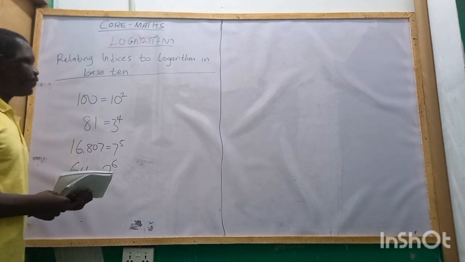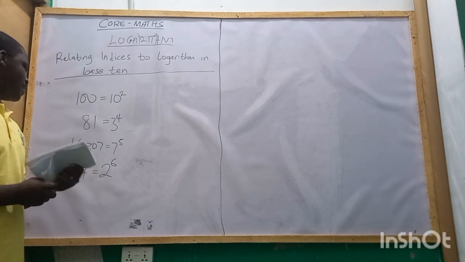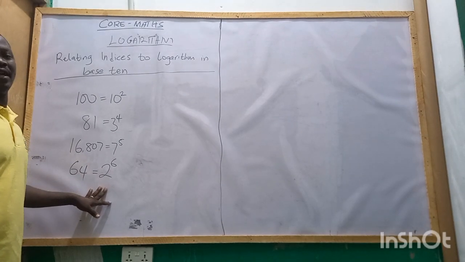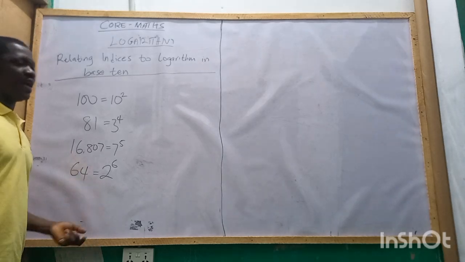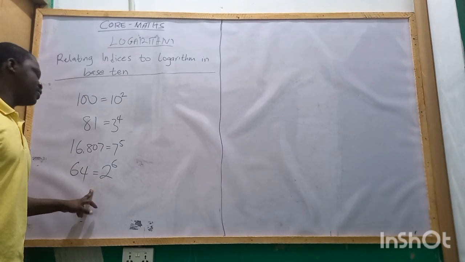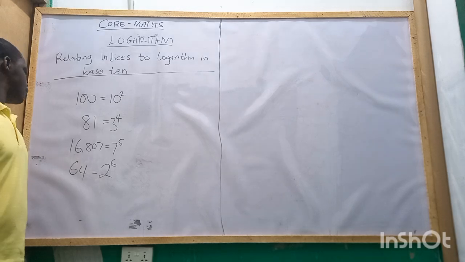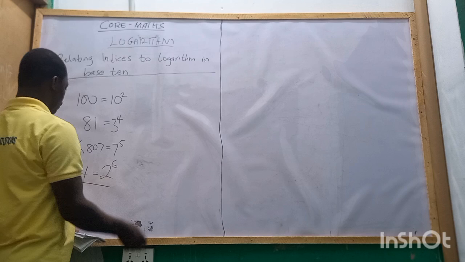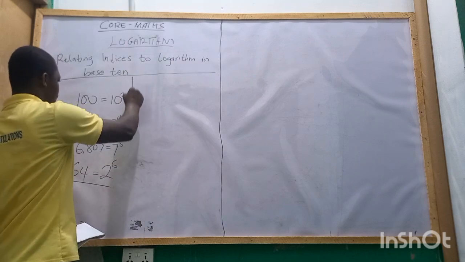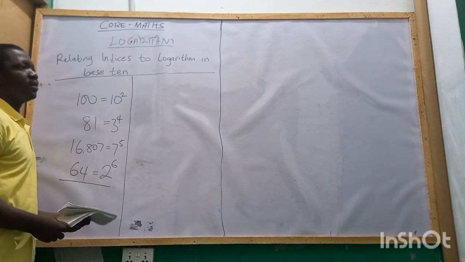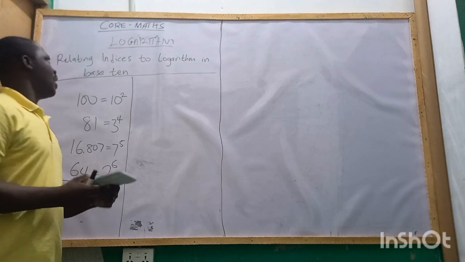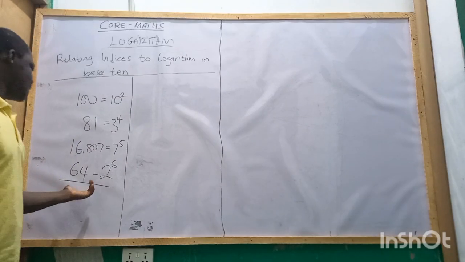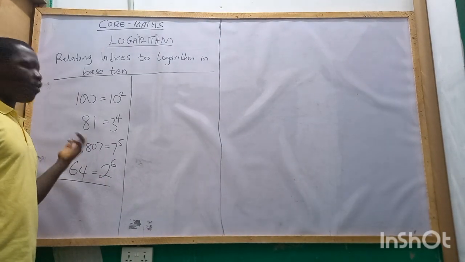If I also have 64 and I want to express it in indices form, it will be 2 exponent 6. That's 2 multiplied by itself 6 times: 2 times 2 times 2 times 2 times 2 times 2. So I want to write this 64, which is 2 exponent 6, in logarithm. I want to relate indices to logarithm. If I want to write 64 in log form, how will I write it?